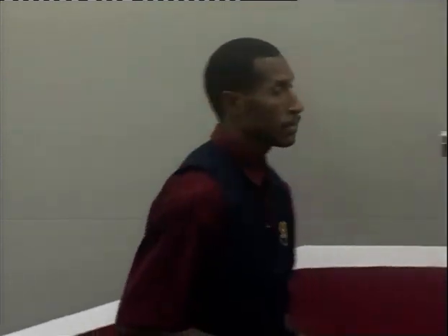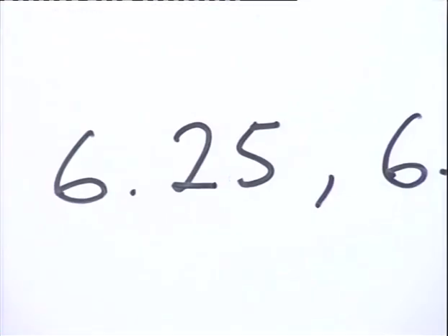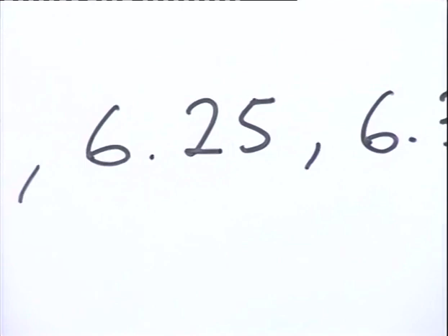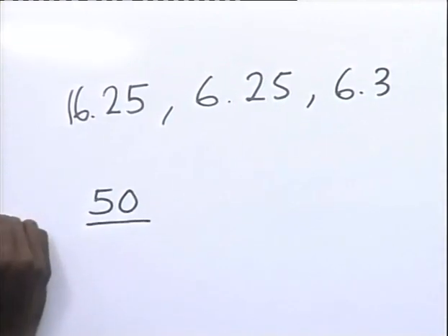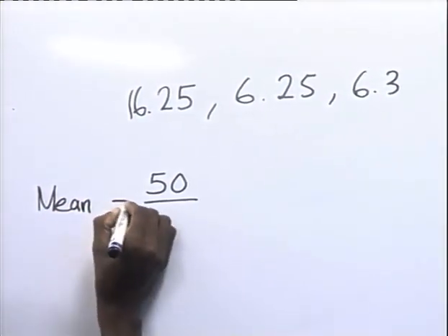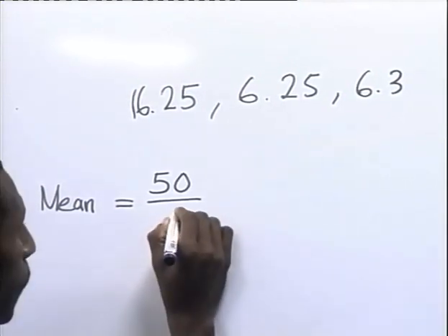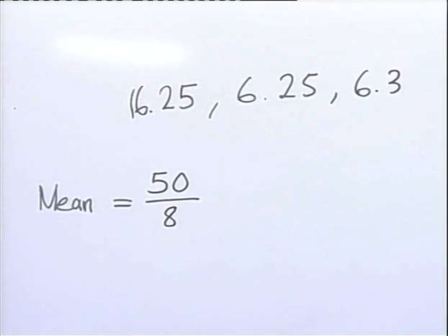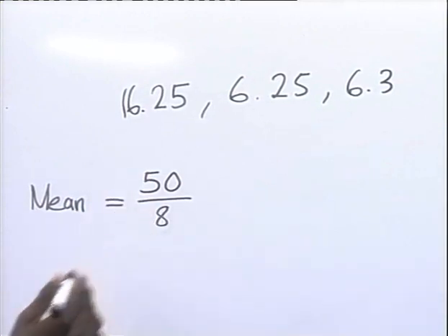What is the total sum of the scores? The total sum of the score is 50. If you add all the scores, you will end up getting 50. What is the sum of number of scores? How many scores are there? 8. So what is the mean? 50 divided by 8. We divide 50 by 8 to find the mean.